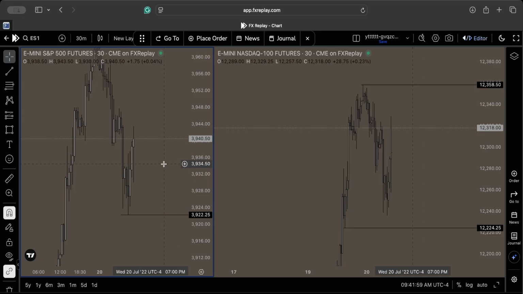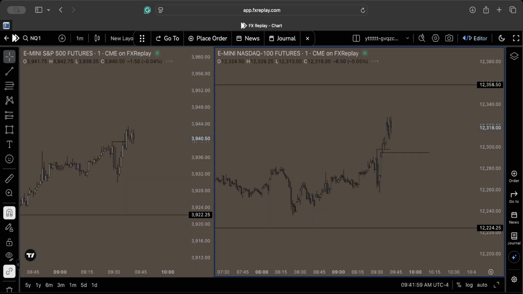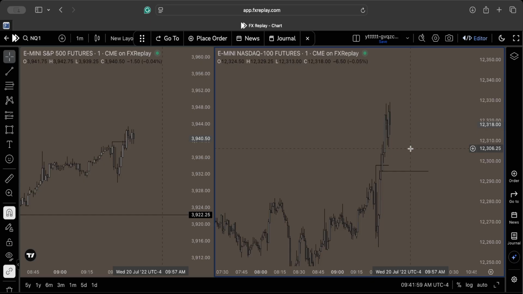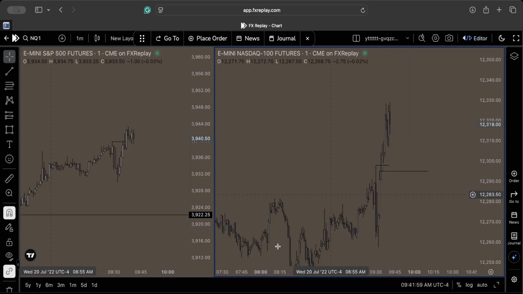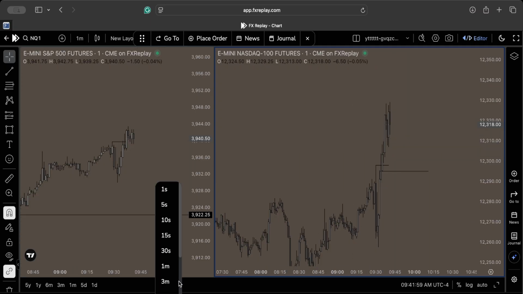Like, I'm not really sure what I completely want to do here. We do have this big SMT at the AM high. We don't have a 30-second inversion. I don't think I'm going to be able to get this position. I'm just going to go to 30-second.